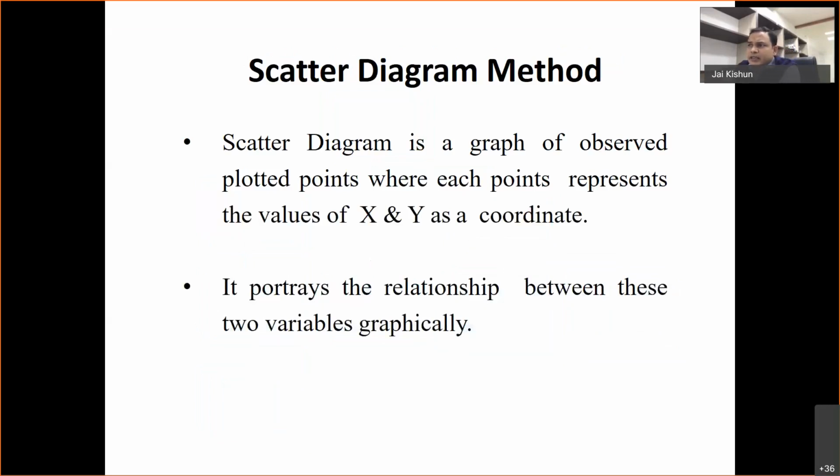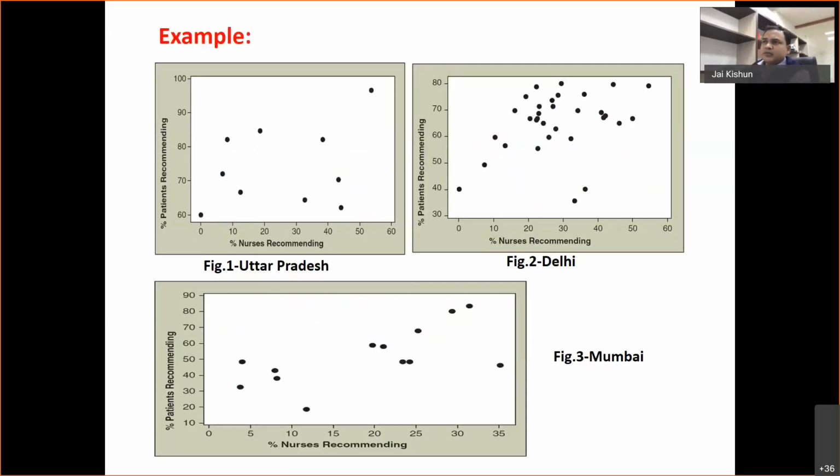A scatter diagram is a graph of observed plotted points where each point represents the values of x and y as coordinates. So it portrays the relationship between the two variables graphically. So how does this come about? I will give you this example.